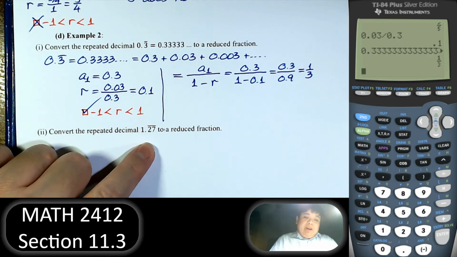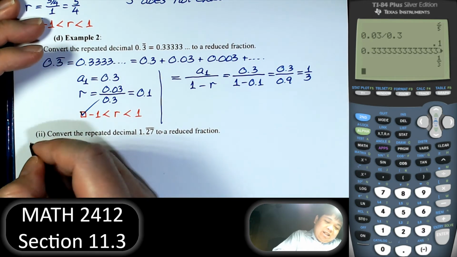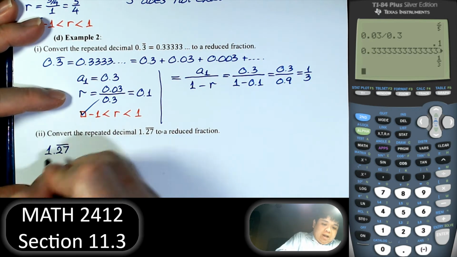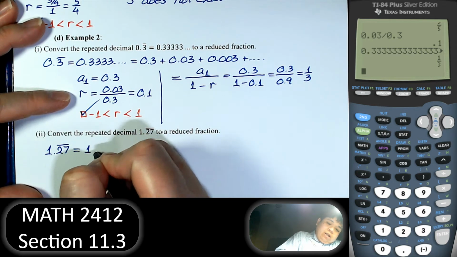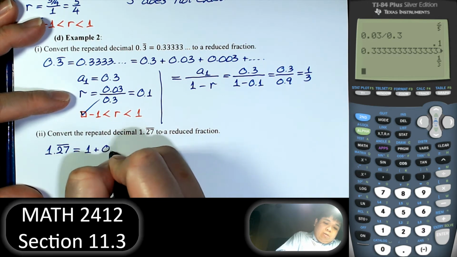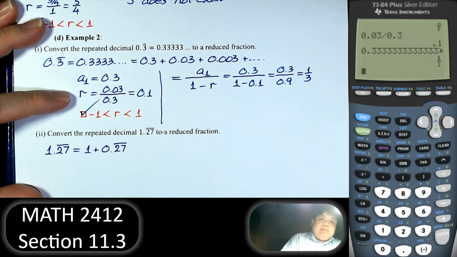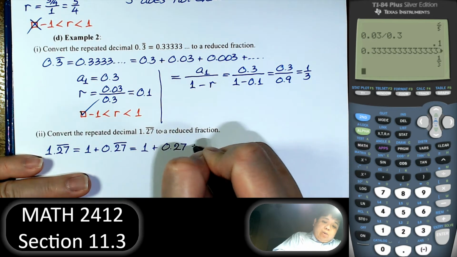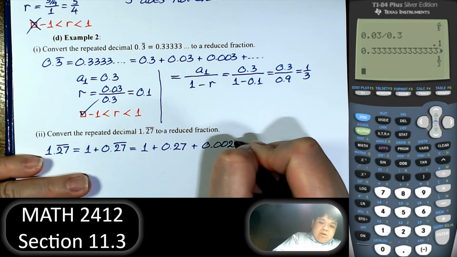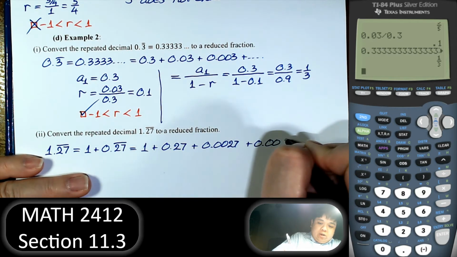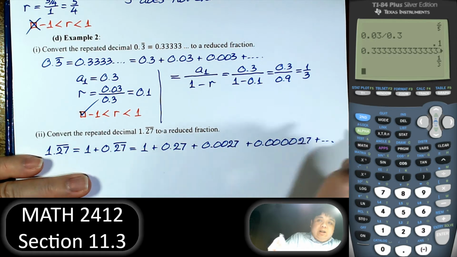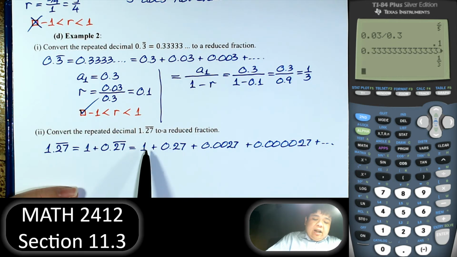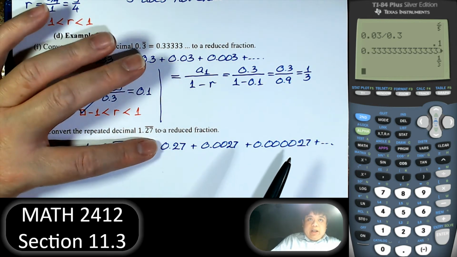Alright, convert the repeated decimal to a reduced fraction. So we have 1.27 repeating. It's going to be 1 plus 0.27, and then 0.0027, and then 0.000027 and so on. Notice that the 1 is different than any of this, so we're going to keep the 1 separate.